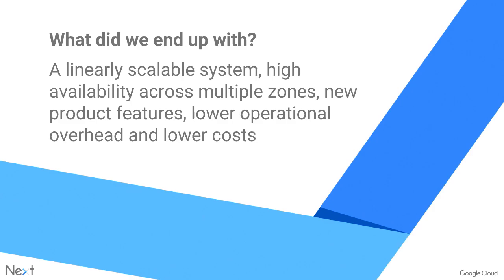So in the end, we were able to migrate everything over. We've just completed the migration, and have a linearly scalable system, which has high availability across multiple zones, allows us to build new product features because we don't have to deal with any of the operational overhead of running servers, and building features that just don't differentiate on just the standard level. And we get that with lower costs. And we're able to reduce our costs of running bare metal along with MongoDB by 3 times by migrating over.